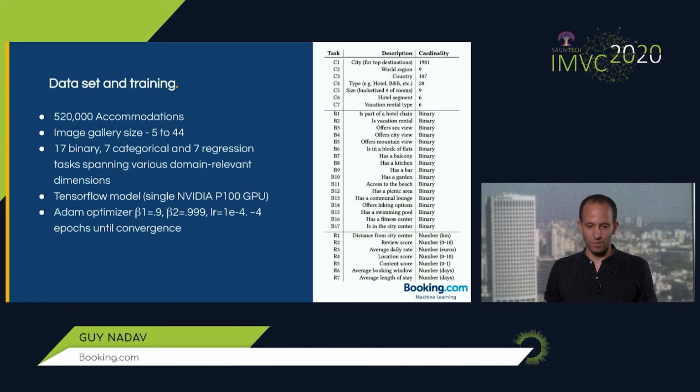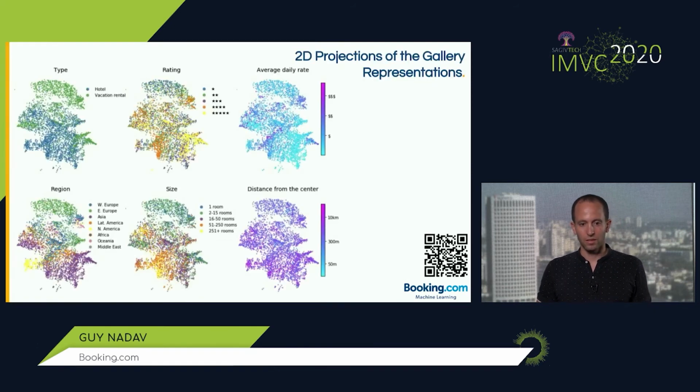of stay in days. We trained the model on around 500,000 accommodations with a gallery size between 5 to 44 images. We used TensorFlow and a single GPU. In this slide, we can visually inspect the projected gallery embeddings after training. If we color code them according to specific business labels, we can see nice structure on different aspects like the property type, the region of the hotel, etc.